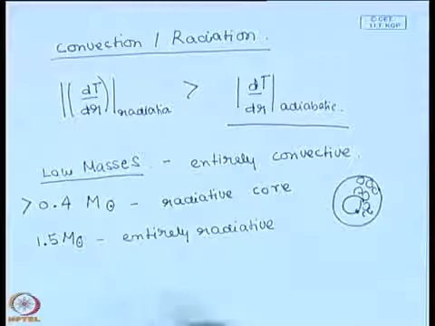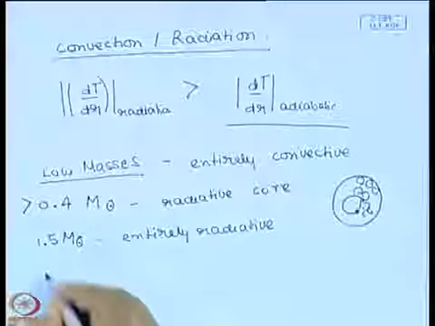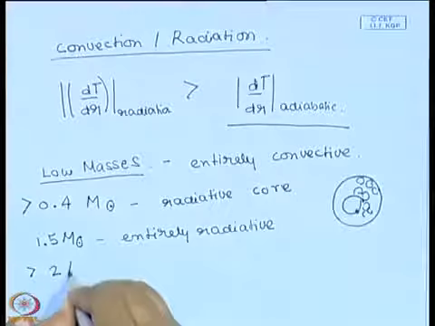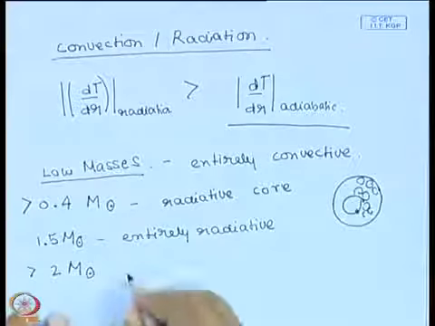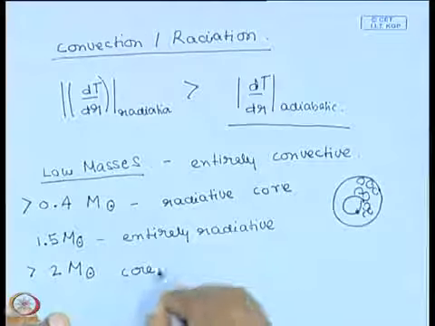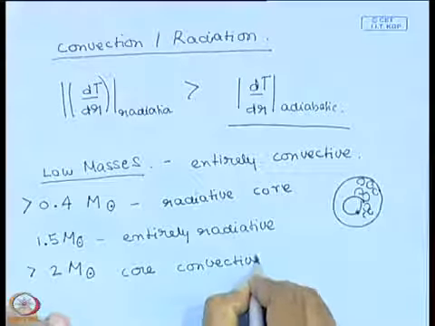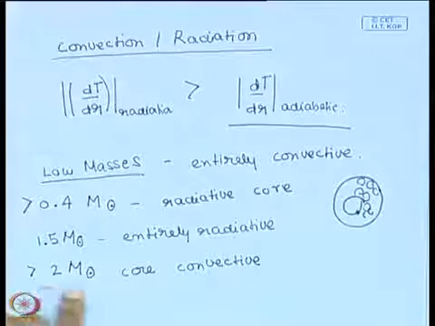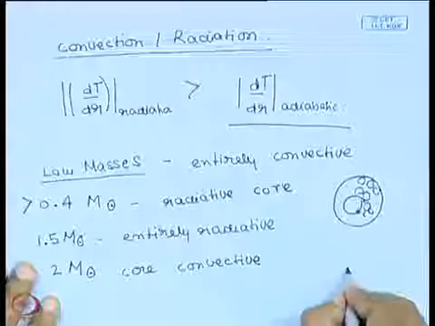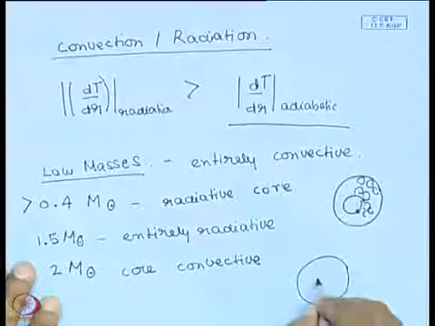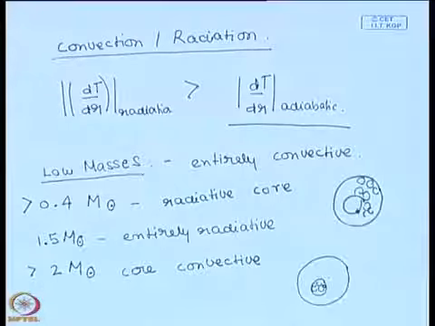So, here the energy transport is entirely radiative, and then when you cross 2 solar masses, the core again becomes convective. Once you cross 2 solar masses, the core becomes convective, and for masses more than this, the core is convective. So, here what happens is you have convection in the core, and the energy is transported radiatively outside for masses more than this.